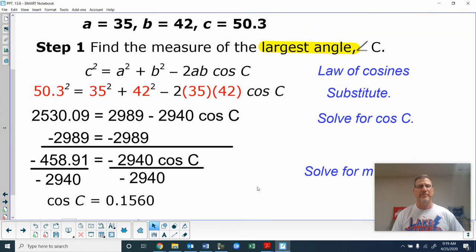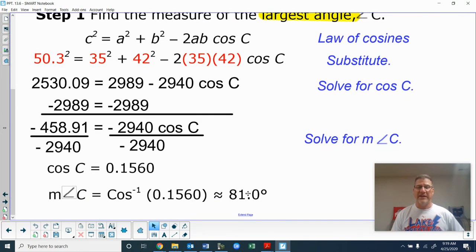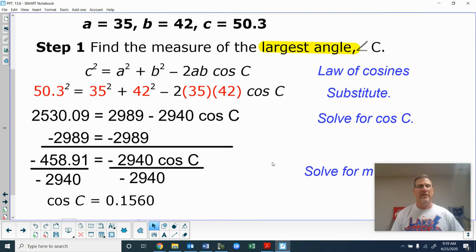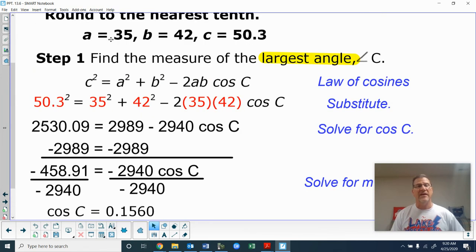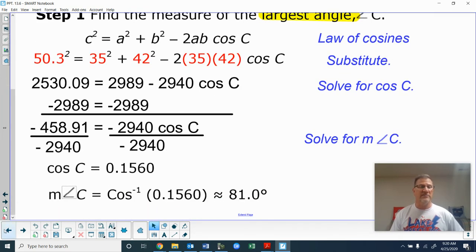Okay, so once we have that 81, we're going to use the law of sines to find the remaining smaller angle of the two. And looking at the three sides, side A is the shortest, so the smallest would be angle A. So I'm going to use the law of sines with the 50.3 and the 81, and sine of A and 35 on the next slide.